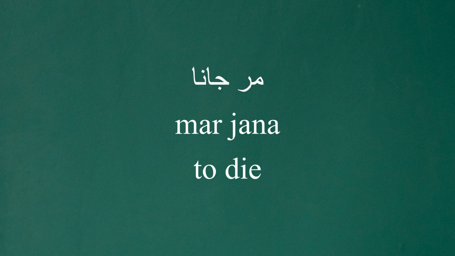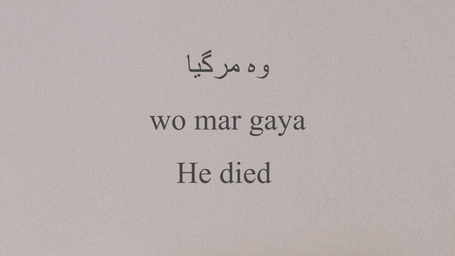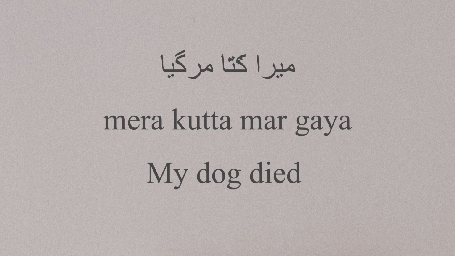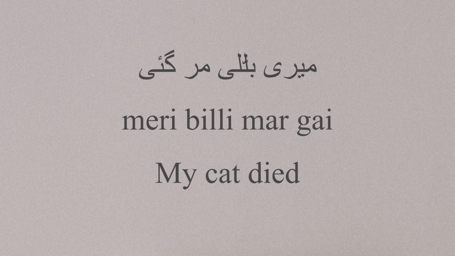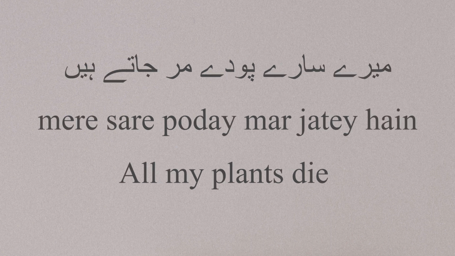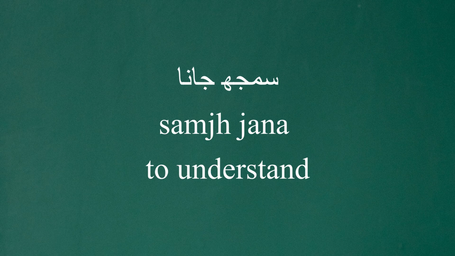मर जाना. वो मर गए हैं. वो मर गया. He died. मेरा कुत्ता मर गया. My dog died. मेरी बिल्ली मर गई. My cat died. मेरे सारे पौधे मर जाते हैं. All my plants die. पौधे is plants. सारे means all, and because पौधे is plural masculine, it changes into sare to match the noun. The next one is samajhna.